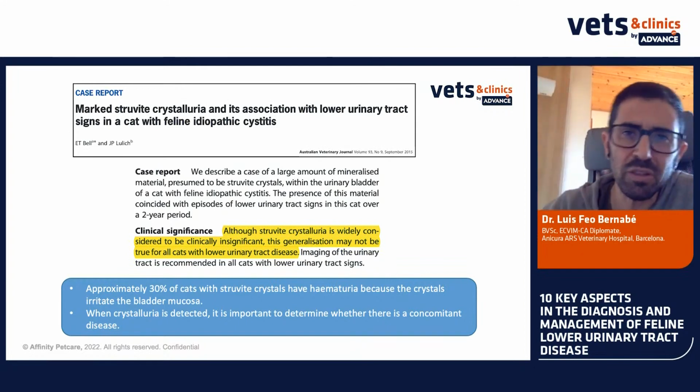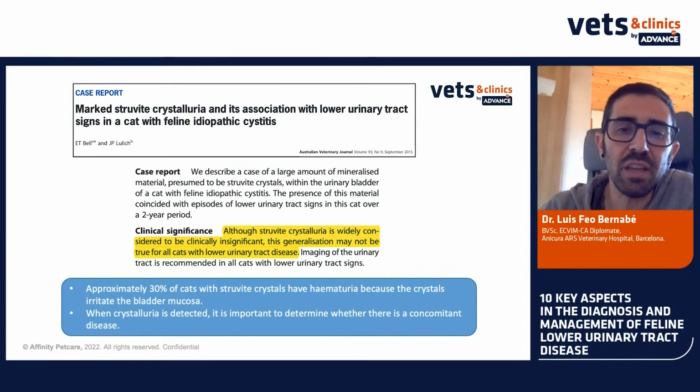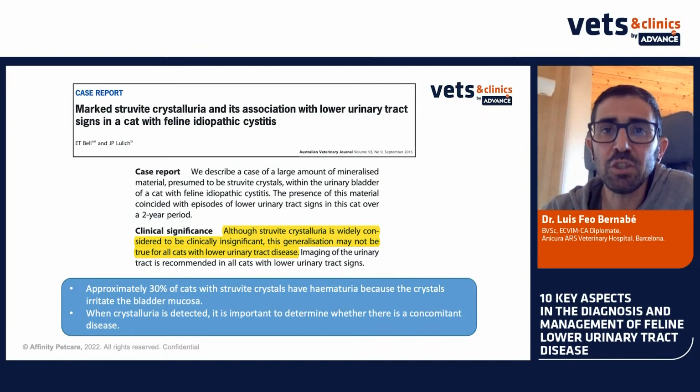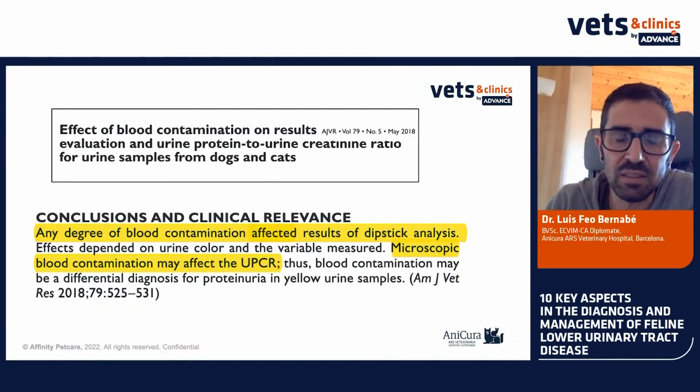So when crystalluria is detected, my recommendation is to determine whether there is a concomitant disease or not. If you do not have a concomitant disease, maybe you should treat this crystalluria. But just be sure that you don't have any concomitant disease at that point.